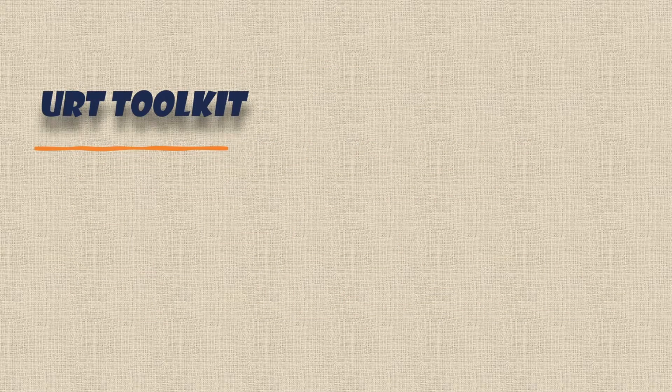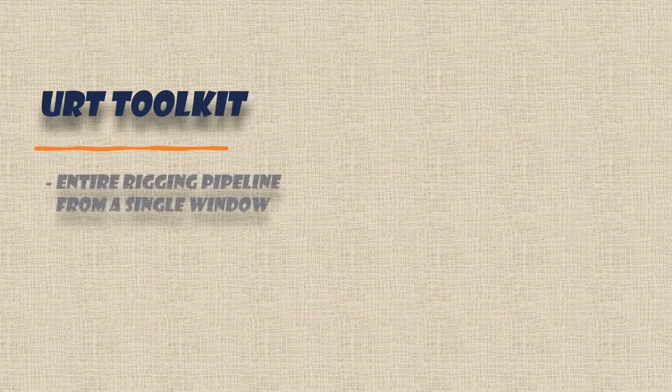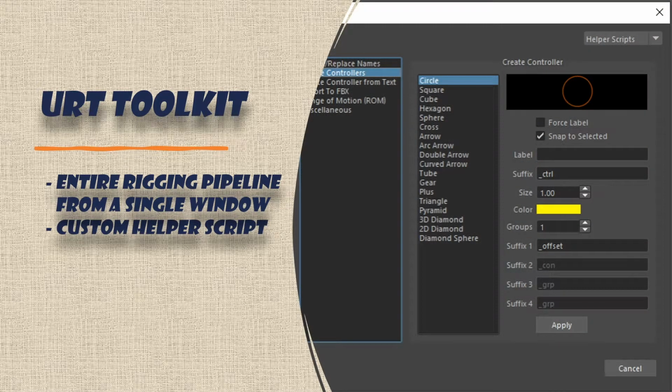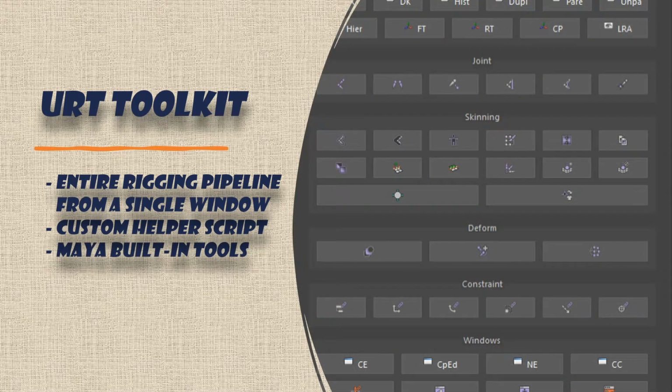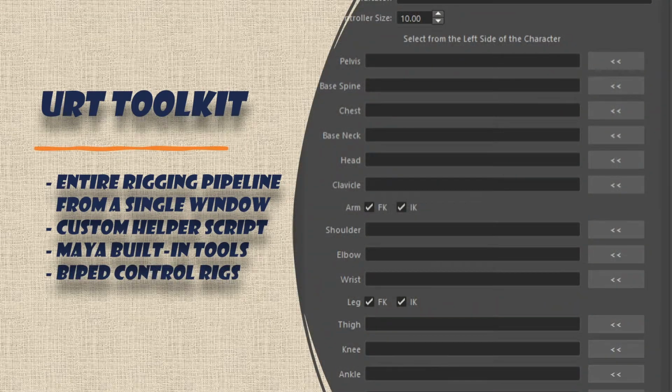This tool is also capable of going through an entire rigging pipeline from a single window. It is made up of a collection of custom helper scripts to automate the simple tasks, Maya built-in tools to help beginners settle into Maya's interface, a biped control rig to create a rig setup, and a resource tab to help users gain advanced rigging knowledge.